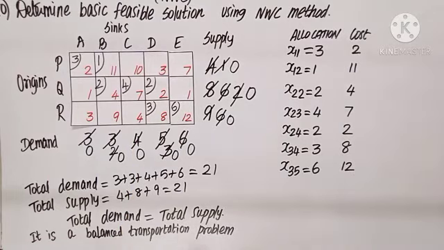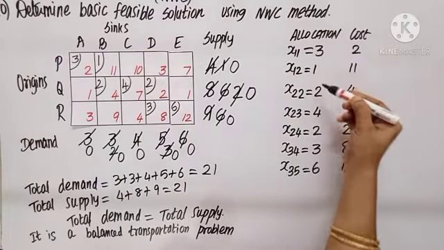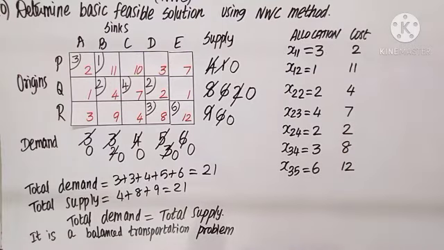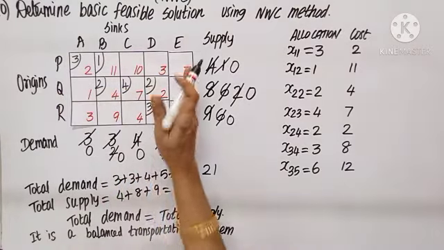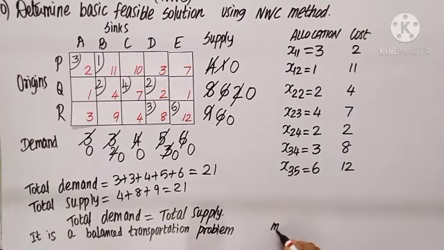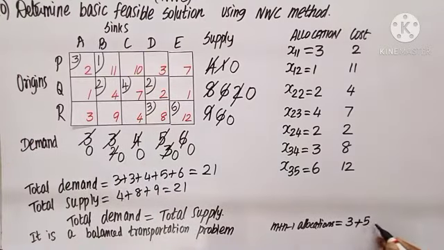Every time, let us check how many allocations are done. 1, 2, 3, 4, 5, 6, 7 allocations are done. How many rows? 3. How many columns? 5. Remember, we put m plus n minus 1 allocations. That is, number of rows 3, number of columns 5 minus 1. 8 minus 1, 7. Check whether we have done 7 allocations. Yes.